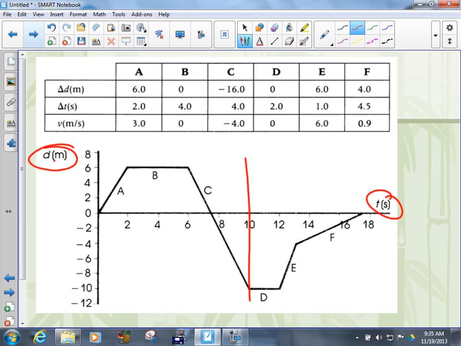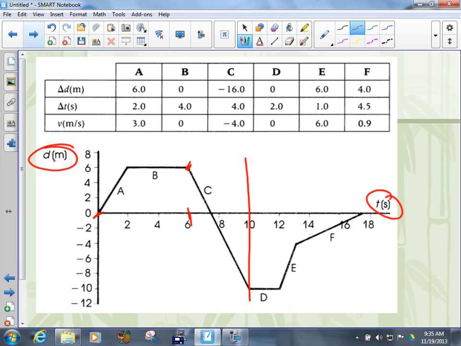What's the velocity of the object between 0 and 6 seconds? Okay, where did it start? Where did it end up? 6. What was its displacement between 0 and 6? 6 meters forwards. How long did that take? Okay, what's its velocity? 1 meter per second forward. So there's just those little details that we have to know, and that's why practicing your graphing stuff is so important.